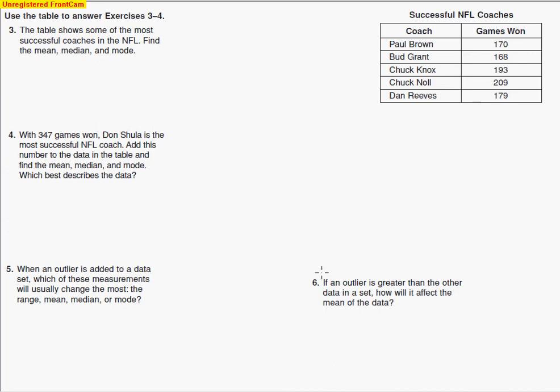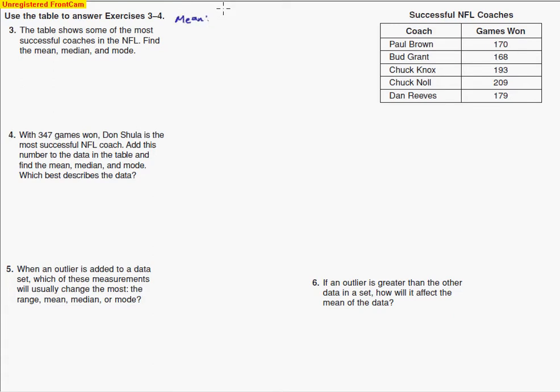In part 2 of today's lesson, we'll be exploring more concepts of adding additional data and dealing with outliers. So let's take a look at our first problem here. It talks about using this table, and we're dealing with the NFL again. It talks about most successful coaches in the NFL, and we need to find the mean, median, and mode. We talked about in part 1 what the mean is, so let's just go right into it.